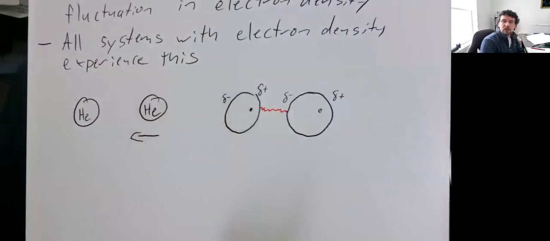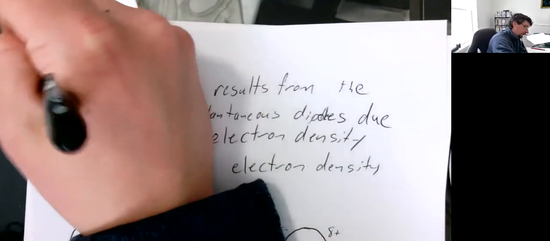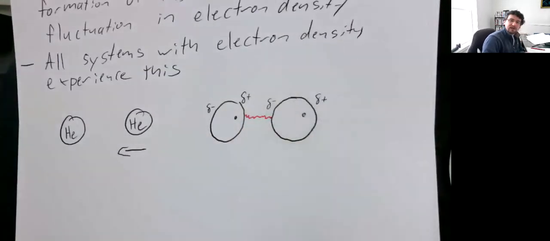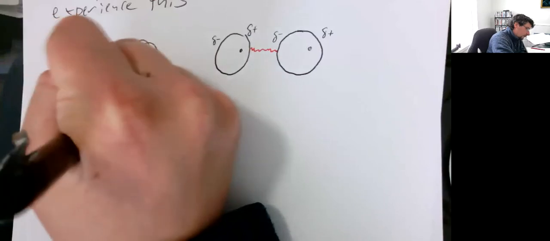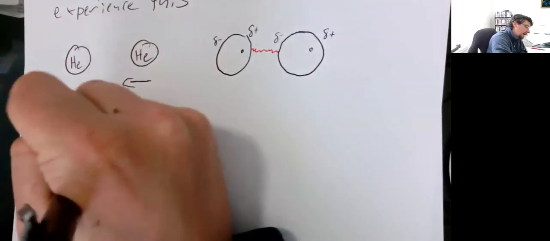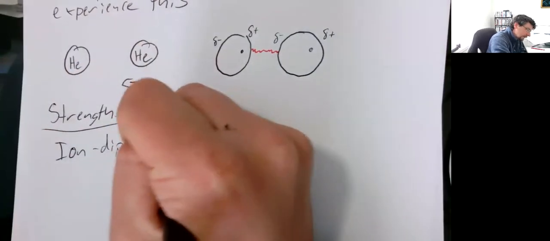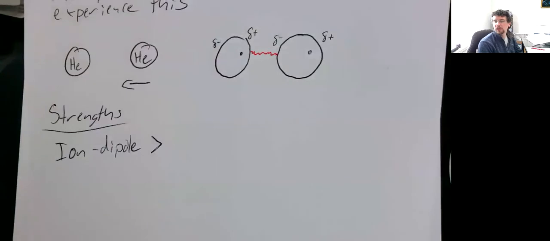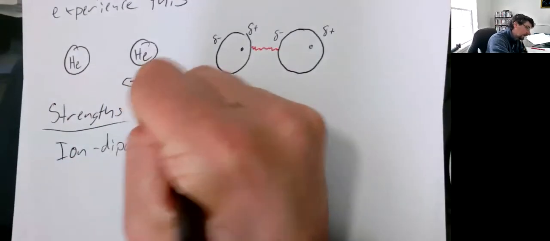Okay, so those are the four different forces. We didn't put a 4 for that dispersion, so we'll do that. Let's talk about their strengths. So by far the strongest is considered to be ion-dipole. It's considered to be the strongest intermolecular attraction force. Then, depending on what chemist you talk to, some would consider hydrogen bonds to be the next strongest.